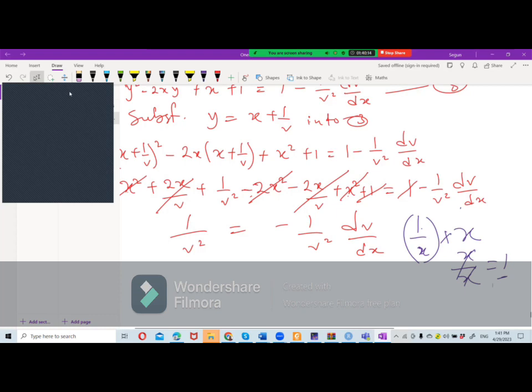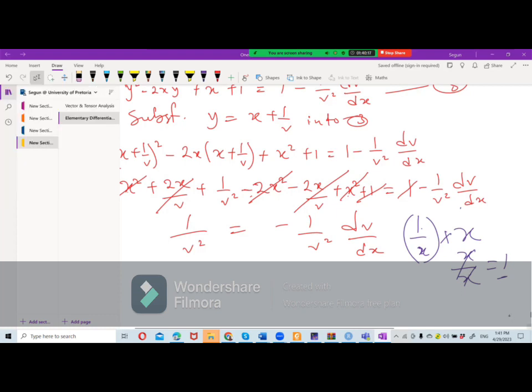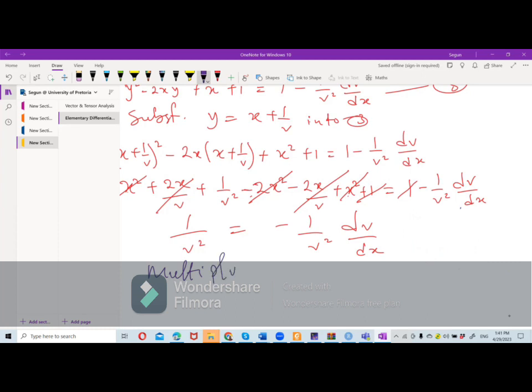Yes, sir. Multiply by v squared. Okay, v squared, sorry. Yeah, you multiply both sides by v squared. So that's why you see me writing all this detail. Multiply both sides by v squared.